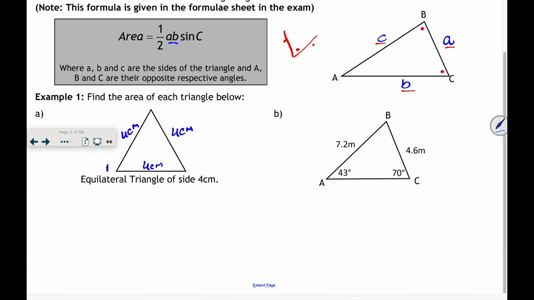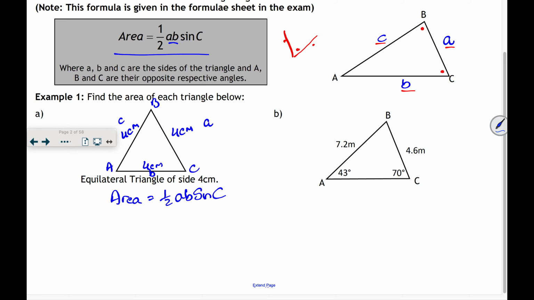We'll call that A, we'll call that B, we'll call that C. So let's go ahead and name the sides then. This will be side A, this will be side B, and this will be side C. So my formula is area is equal to a half AB sine C. As I said, it'll be in the formula sheet. You don't need to remember it off by heart. You'll probably find that you will remember it because you'll be using it quite a lot. So area is equal to a half AB sine C.